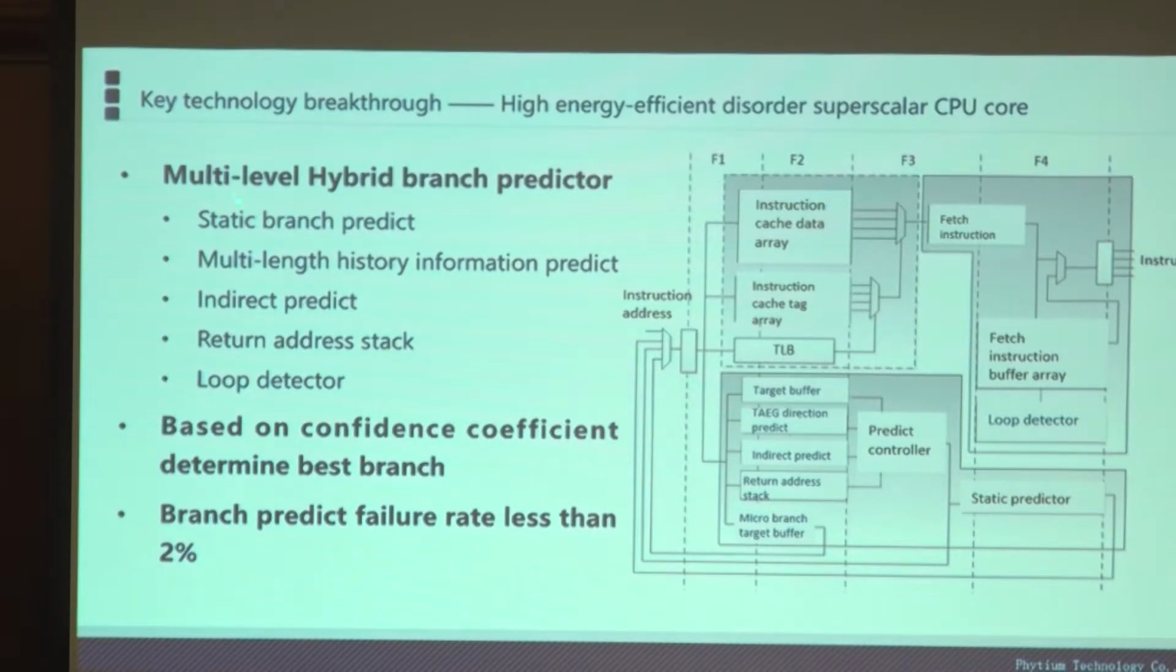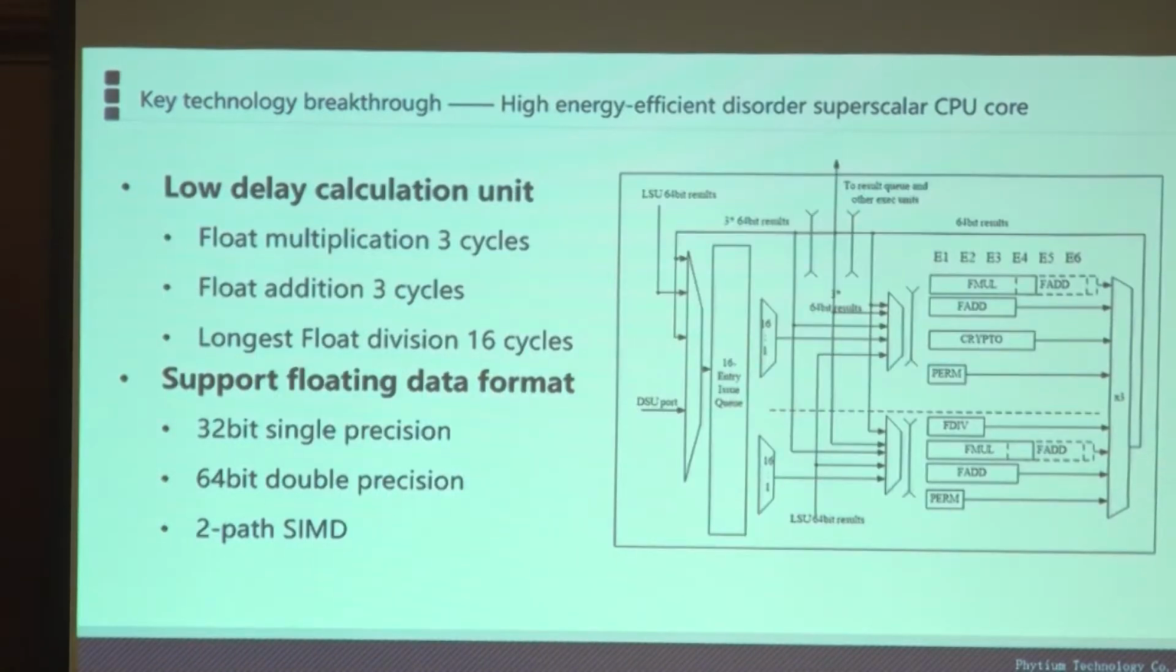We use a multi-level hybrid branch predictor. We use 5 ways: a static branch predictor, a multi-line history information predictor, an indirect predictor, and 2 others like a loop detector. Based on the confidence coefficient, it determines the best branch. The results we see here come from our internal test, and we are confident the branch prediction failure rate is less than 2%.